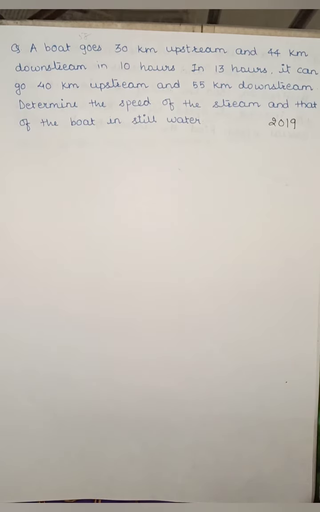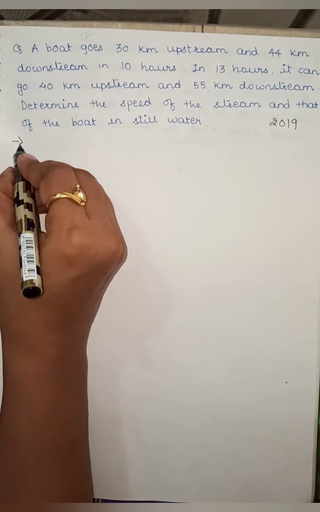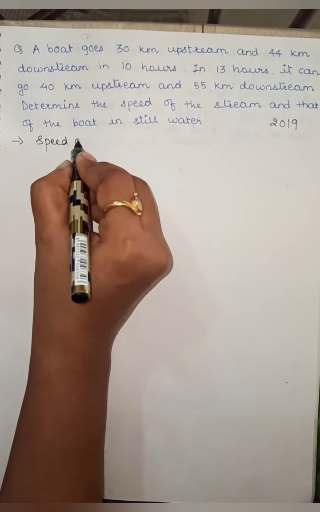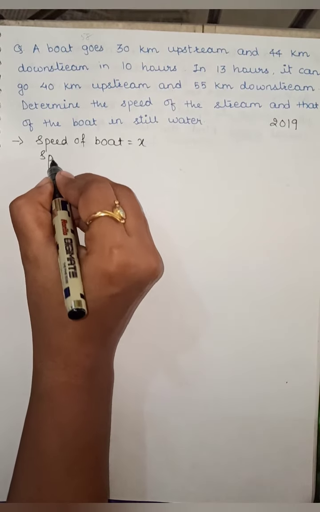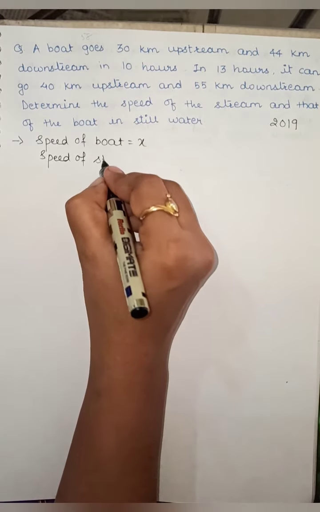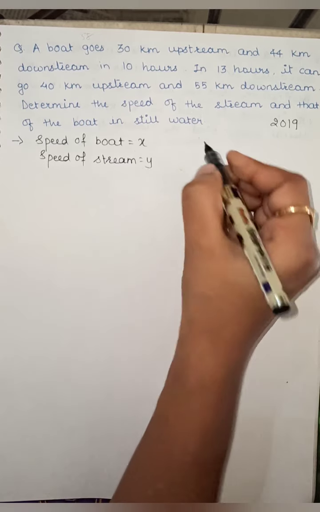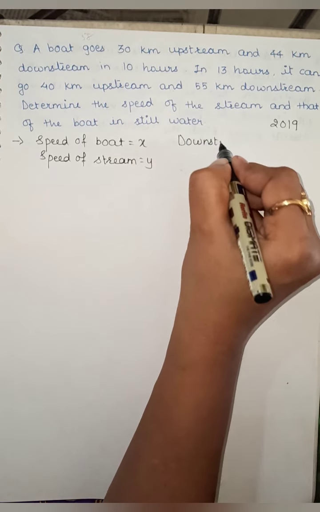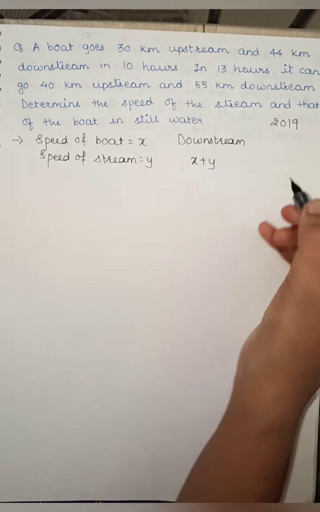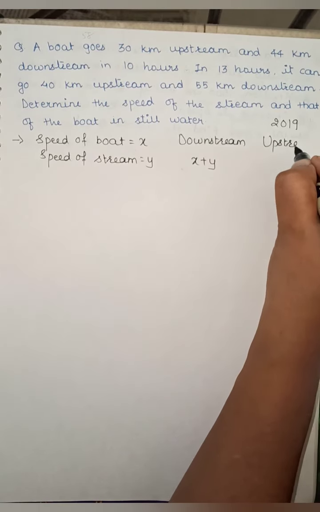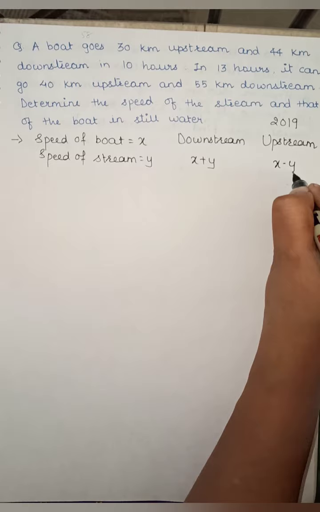Now in this case, they have not given you either the speed of the boat or the speed of the stream. So definitely you have to assume both of them to be certain variables. So let us assume the speed of boat to be x and the speed of stream to be y. So what will be the downstream speed? As just now I have told you, downstream means where the speeds get added. So the downstream speed will be x plus y. Whereas what will be the upstream speed? It will be x minus y.